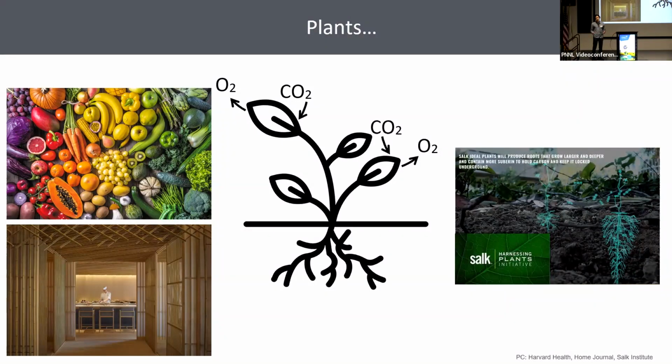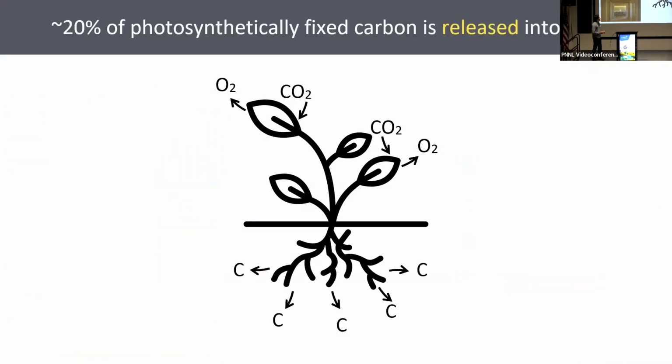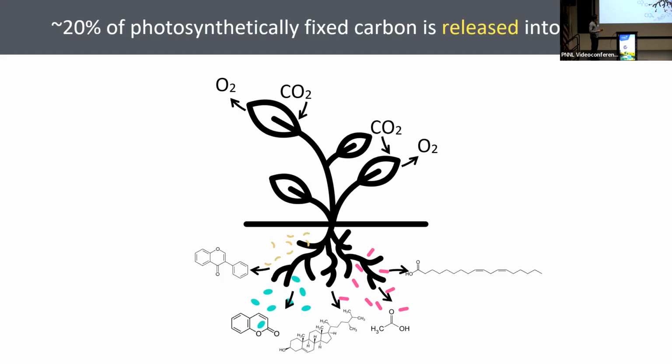With that said, an interesting fact to note here is that about 20%, or even up to 50%, of carbon fixed by photosynthesis is released into the soil. Why do plants do that? This is partially, or maybe mainly, because of the microbes in the soil. It's known that some of the carbon is released into the soil in the form of various metabolites, some of which are known to directly impact the soil microbiome.